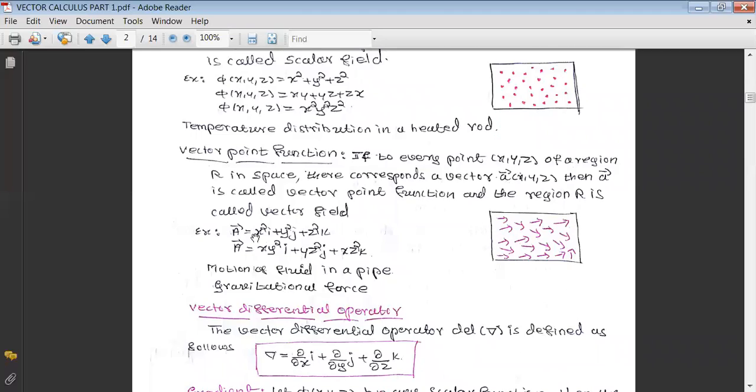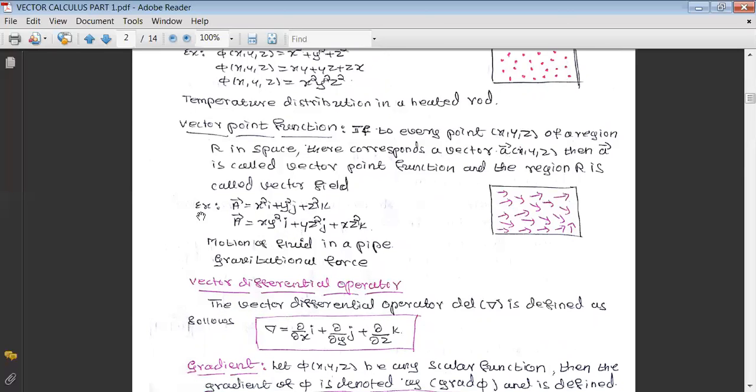An example: A bar equal to x square i plus y square j plus z square k, and another one is A bar equal to x y square i plus y z square j plus x z square k. These are mathematical examples.